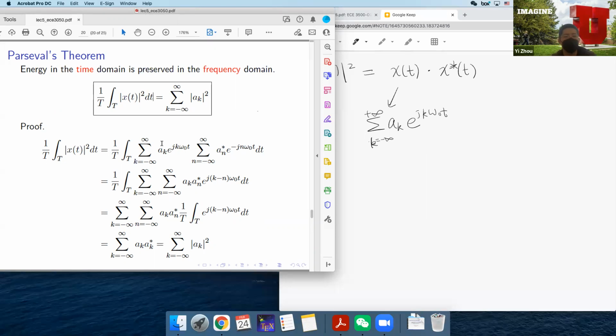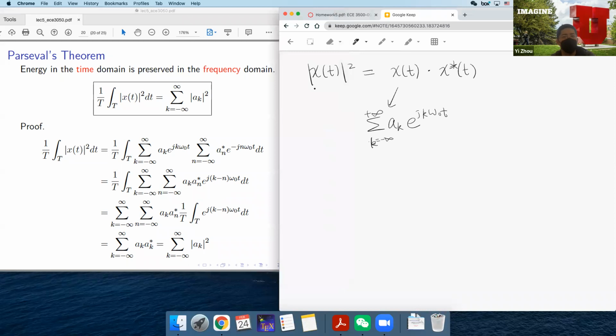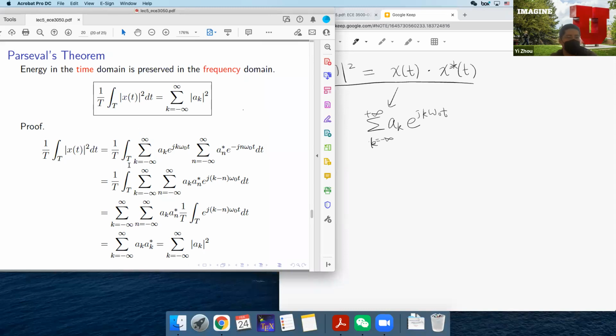And here, to differentiate these two summations, I'm using two different indexes. The first series uses index k, while the second one is using index n. Okay. So for the first step, we are just leveraging this equation for complex numbers, and then substituting the Fourier series representation into this x(t) and x(t) conjugate. Now we have transferred the signal into the frequency domain by using the Fourier series.